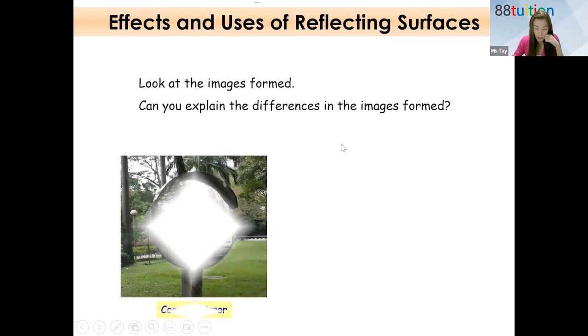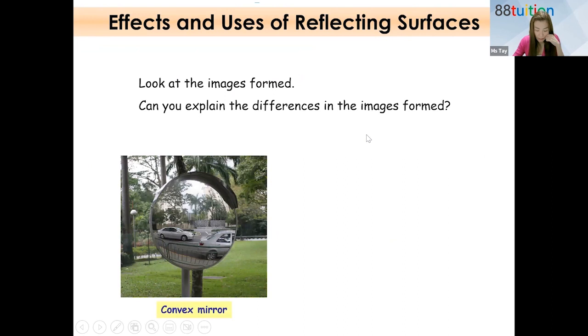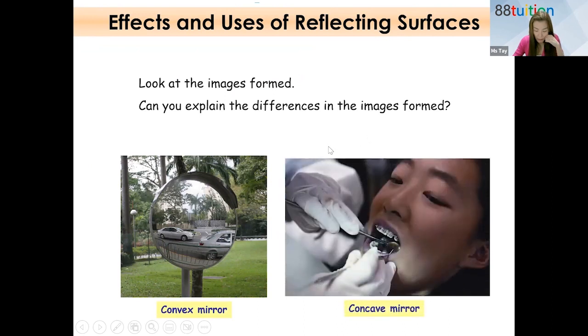Now we talk about uses of reflecting surfaces. Convex mirror versus concave mirror. Convex means it is bulging outwards. Concave mirror is like bulging inwards, like an arc. They are used for these purposes.